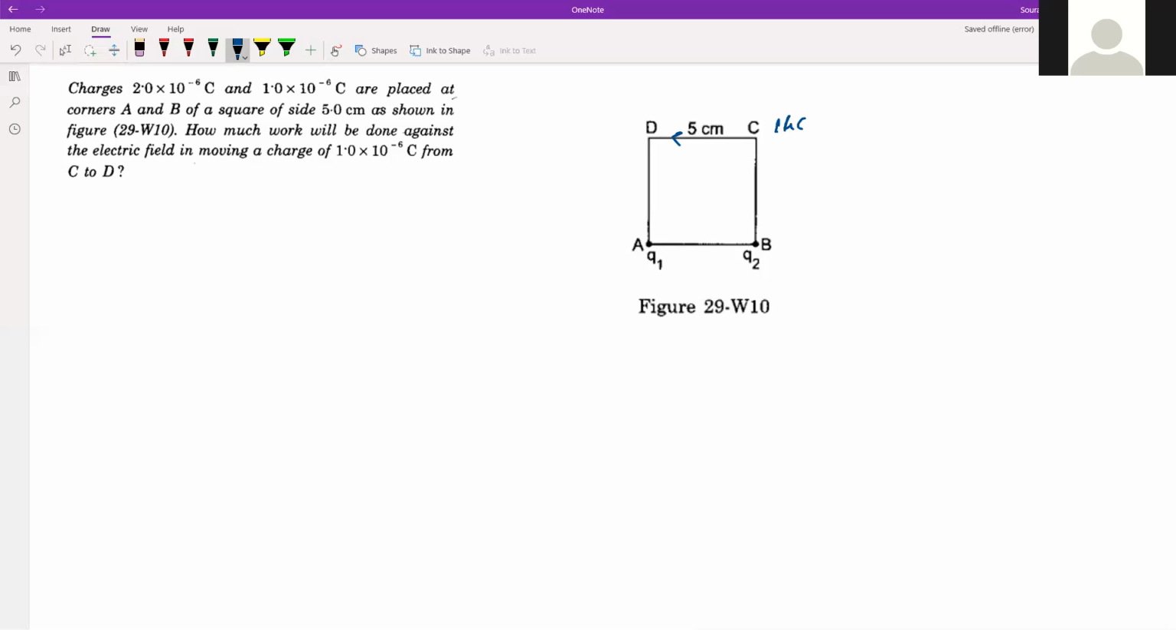And what will be the work done? We have these two charges. Due to these two charges, there will be an electric field here. So we have to first find that electric field, right? And due to that electric field there will be a potential. So we have to find that potential there. And the work done will be Q into V. So first we have to find the potential there.